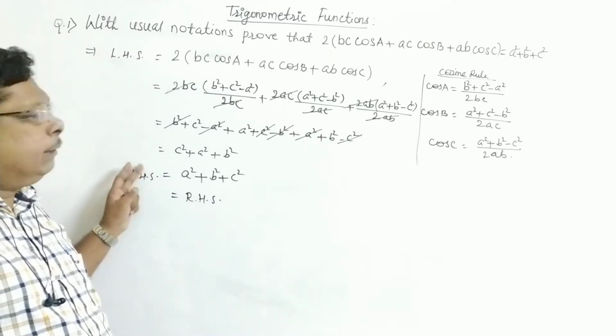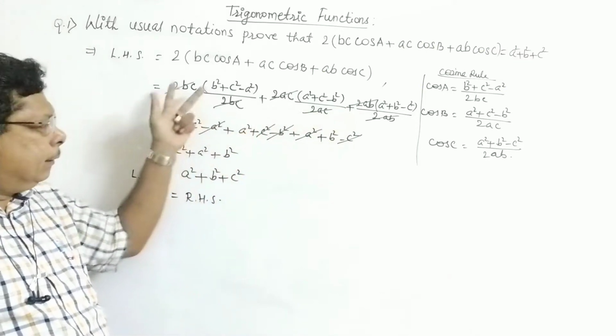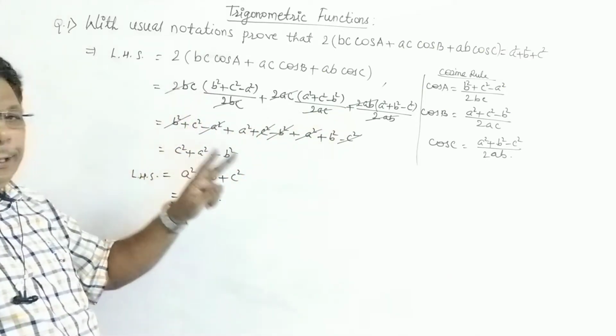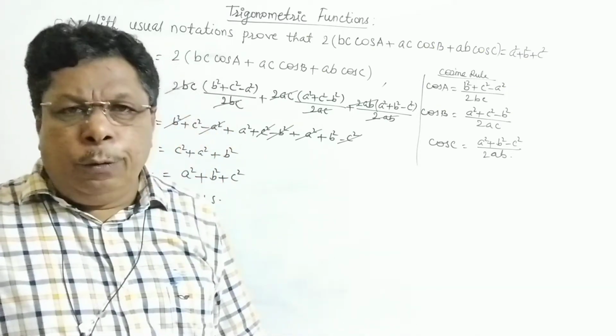To understand, simply substitute the value of cos A, cos B and cos C. Simplify, we will get the required RHS. Isn't it? Okay. Now we take the next one.